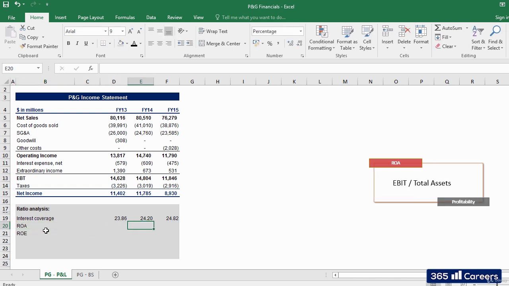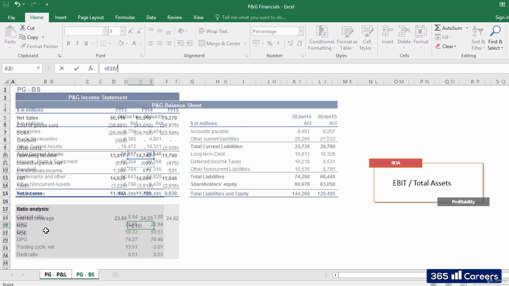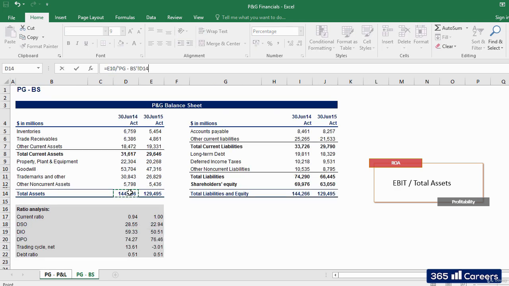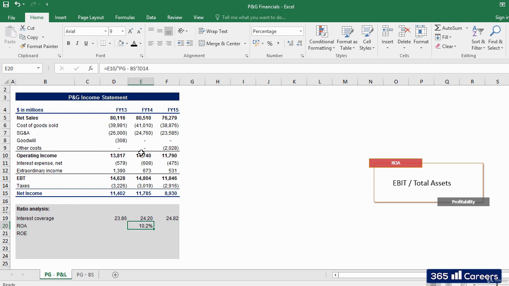ROA is equal to EBIT divided by the company's total assets for that year. I'm dividing EBIT by total assets and obtaining a ratio of 10.2% in 2014 and 9.1% in 2015. Please note that we don't calculate a ratio for 2013 because our balance sheet contains only 2 years.